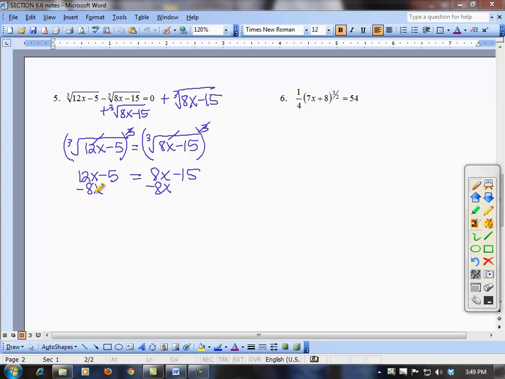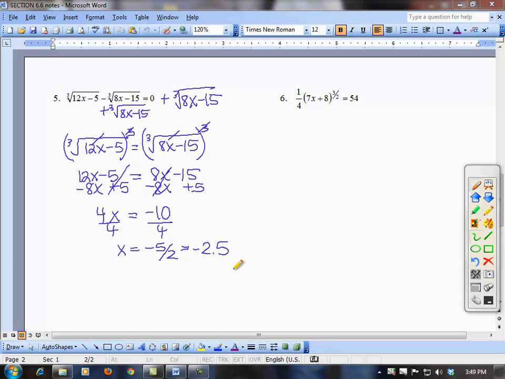I'm going to move my 8x over. At the same time, I'm going to add 5. So I get 4x equals negative 15 plus 5, which is negative 10. When I divide both sides by 4, x is negative 5 halves. Or some of you might have said negative 2.5, and I would take that because that's a decent enough decimal.